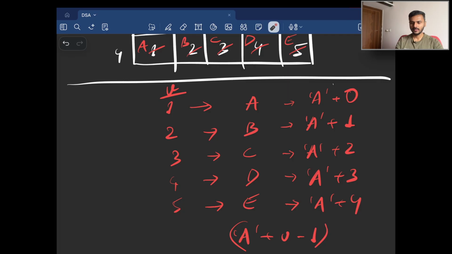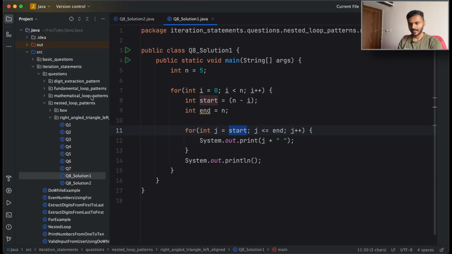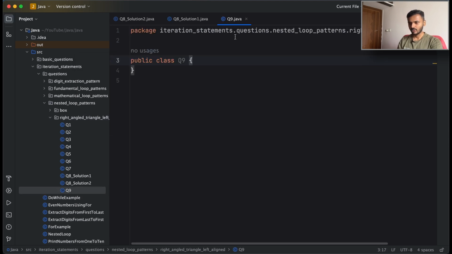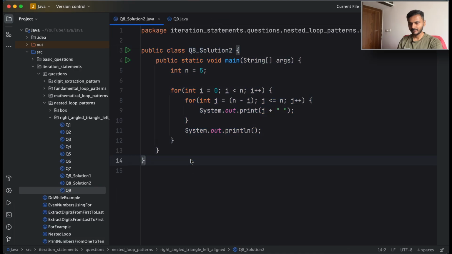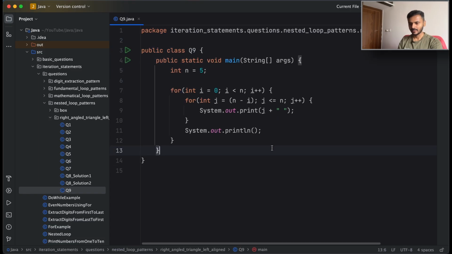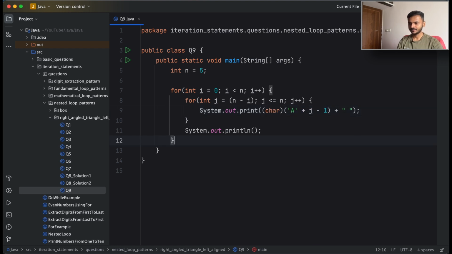So with this understood, let us go back to IntelliJ and create a new Java class. First of all, let's name this Java class Q9. I am going to grab the main method from Q8 solution2 and paste it here. Now we are printing J over here. Instead of printing J, we are going to print A plus V minus 1, that is J minus 1 here. So we'll say A plus J minus 1, wrap this in a pair of parentheses, and typecast this to char.